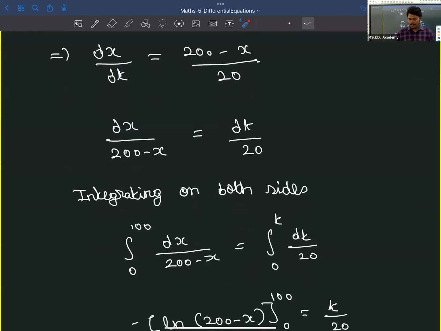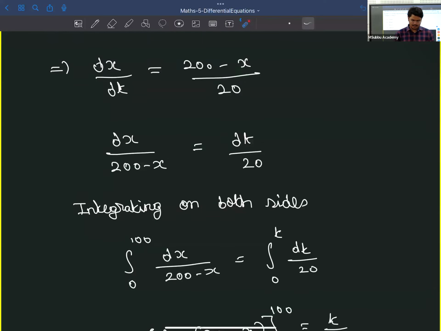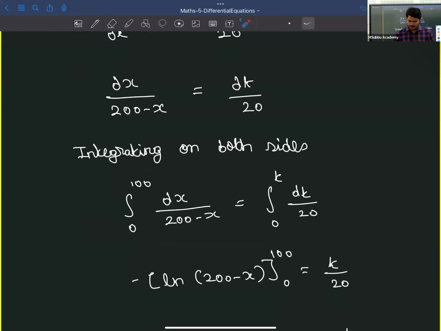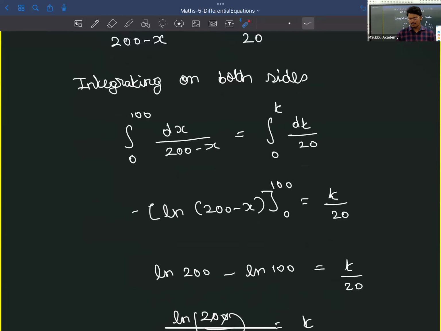Okay, so now integrate on both sides. When integrating, x is salt. For that, what they have given is 0 to 100, initially 0, and 100 is what they are asking. So it will be equal to 0 to t. Initial time is 0 and t is what we have to find out. So dt by 20. Now when we are integrating 1 by 200 minus x, which is nothing but ln of 200 minus x. Since it is minus x here, you will have a minus term outside. So minus of ln of 200 minus x. The limits are 0 to 100.